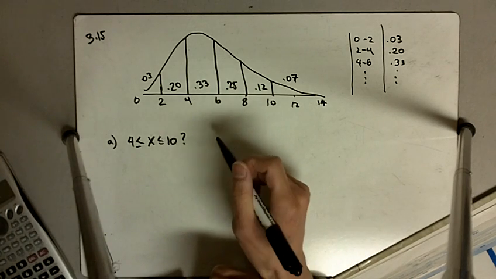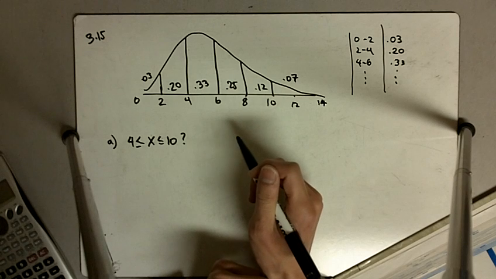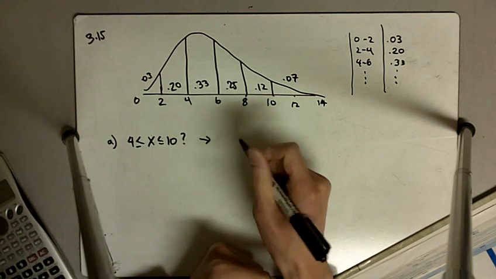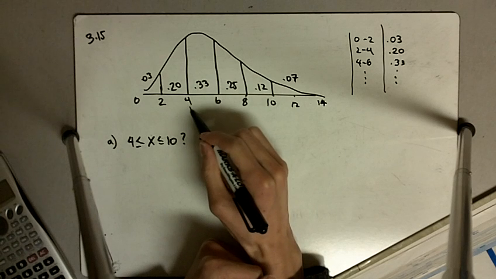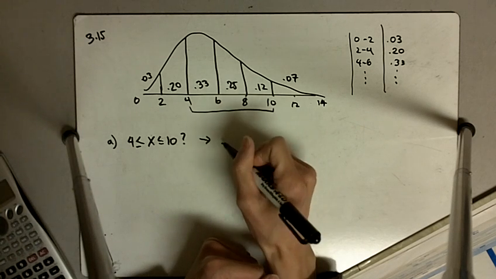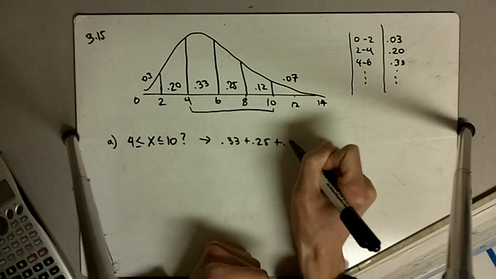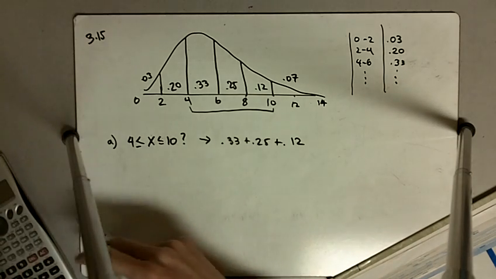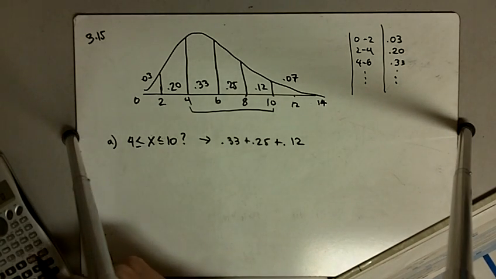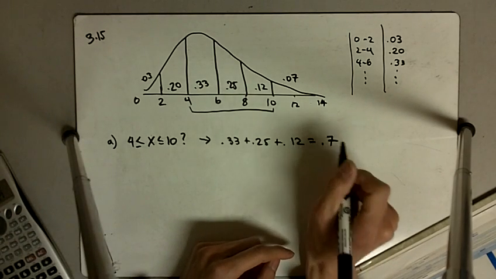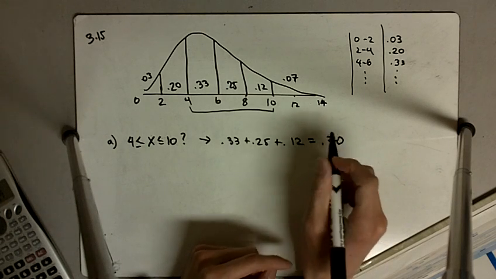But anyway, here we're trying to find the probability that it's between 4 and 10 inches. So from there to there, that's going to be 0.33 plus 0.25 plus 0.12. So let me add those up. And that adds up to 0.7. So 0.70.